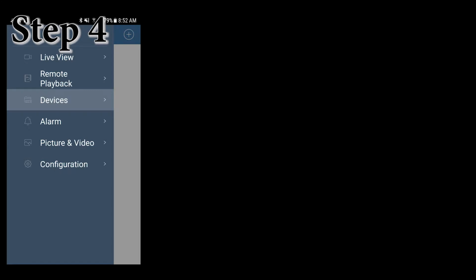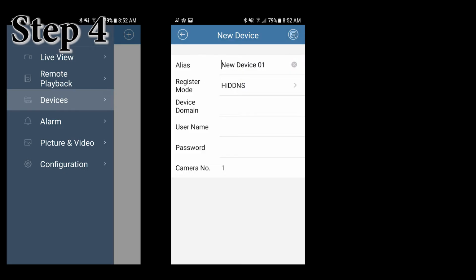Now let's open your LaView Net app. First click on the upper left hand icon to open this menu and then click on devices. Once you're in devices, click on add, which is the upper right hand corner. There's a plus icon. Click on plus and then you'll see this menu. Alias will be whatever you want it to be. For instance, it could be your house or it could be your restaurant. So alias, you can put in whatever you want.